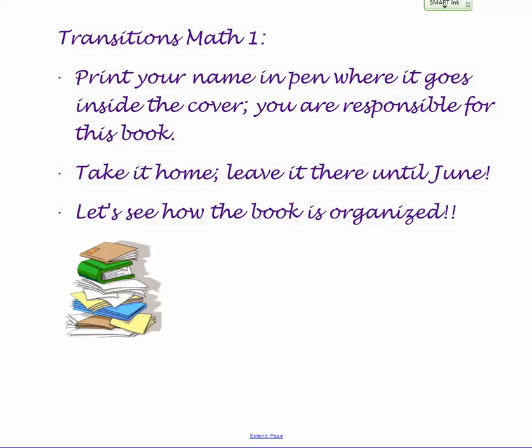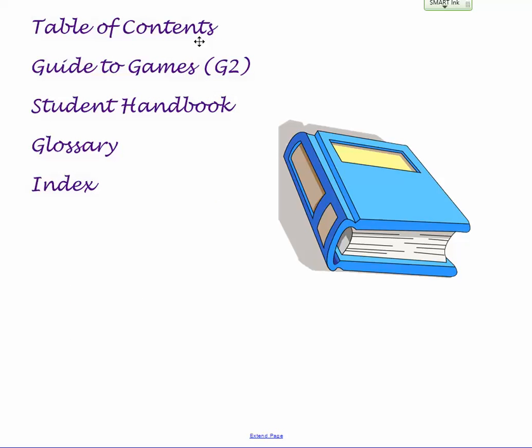All right, and we just spent time today seeing how your book is organized and understanding it. We went over the table of contents in the front and the 6 chapters that we're studying this year. The guide to games is in the back, and you're welcome to play any of those games, build any of those games, make any of those games, and if you need any materials, I'll help you get those together. And we'll be playing many games this school year.